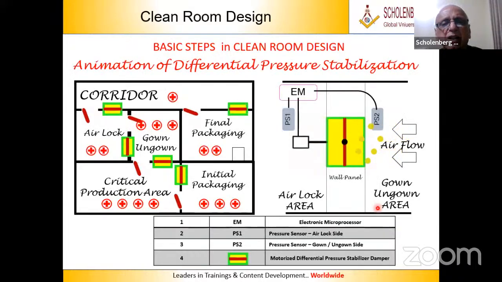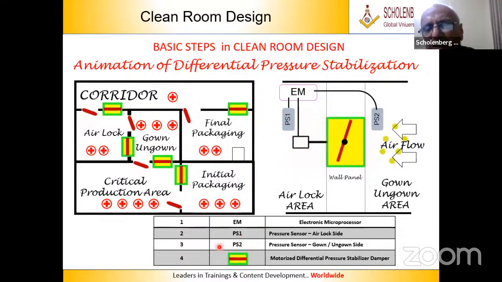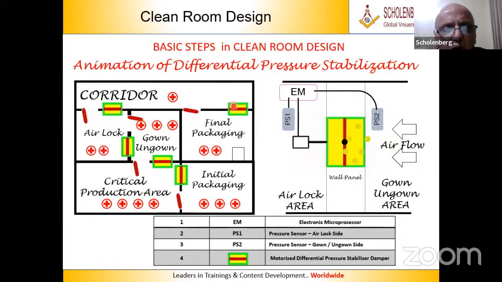Okay, now we go next out here. See. PS2 on the other side. 4. All these symbols are given out here. What is EM? What is PS1? What is PS2? What is this symbol it defines? It's all given out here. And how you will position all these things in the line system.